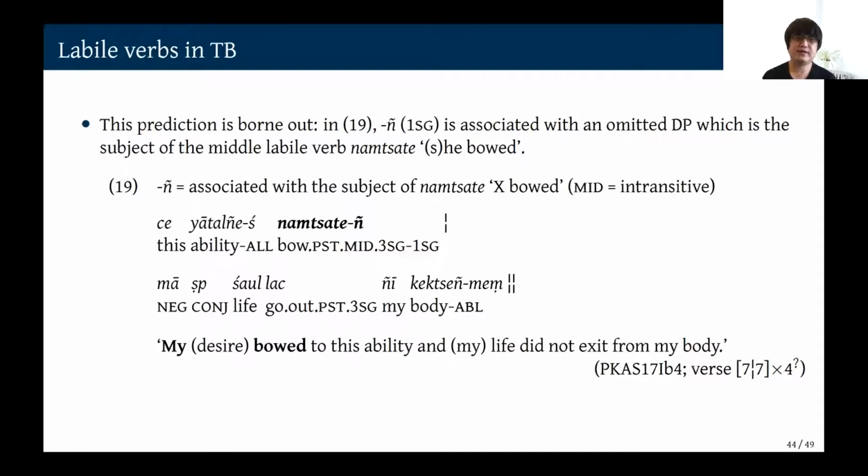So in (19), we have the first person singular clitic nu, which is associated with an omitted DP, which is the subject of the middle labile verb nansate, 'she bowed,' or 'she bent herself.'